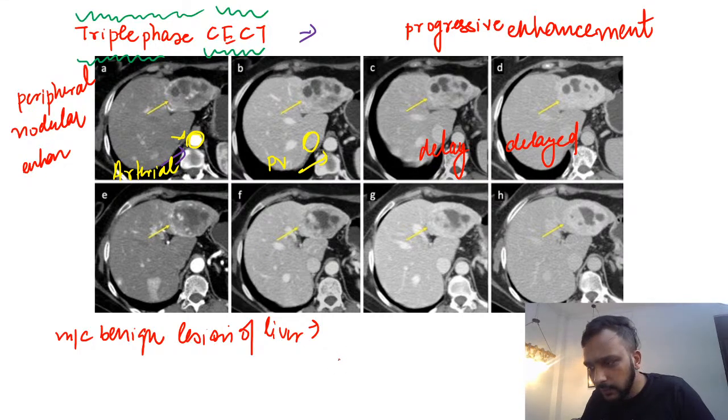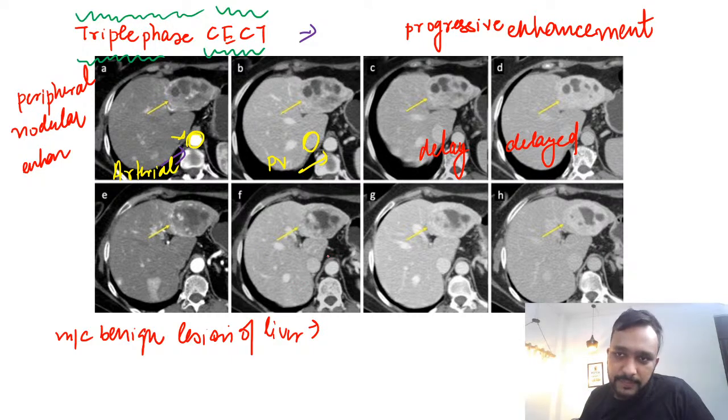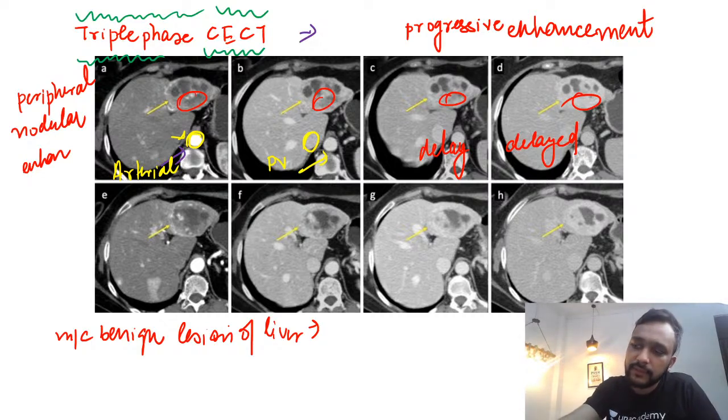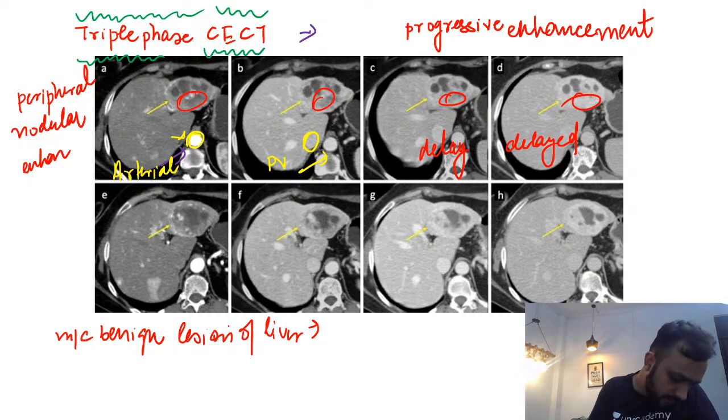No. The lesion is showing peripheral nodular enhancement in the arterial phase, and if you see this part, this is showing progressive enhancement in the portal venous and delayed phases. Any guesses, guys?